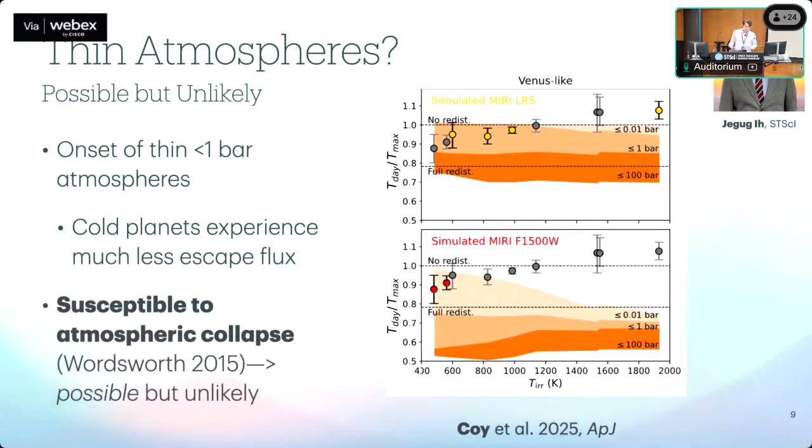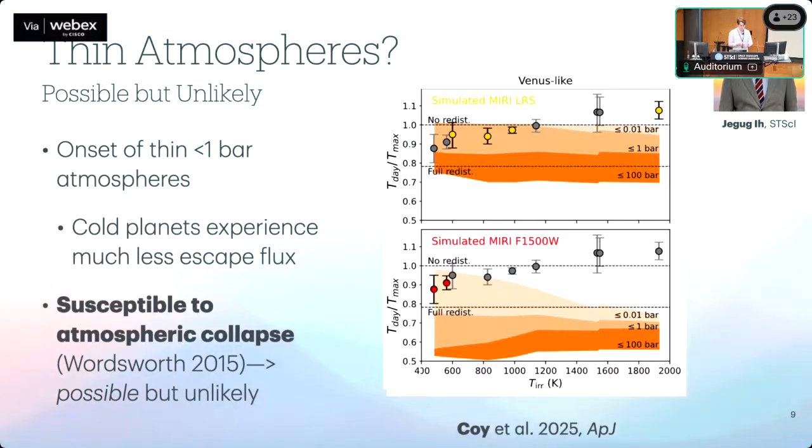And while all of these planets lack evidence for thick atmospheres, we can't really rule out the possibility of thin or tenuous atmospheres that have been revived by late-stage volcanism or perhaps cometary impacts. In this case, the choice of instrument has a large role in your interpretation of the brightness-temperature ratio. So here I'm showing a Venus-like composition and its effects on the brightness-temperature ratio that you would see in MIRI LRS and MIRI 1500W.